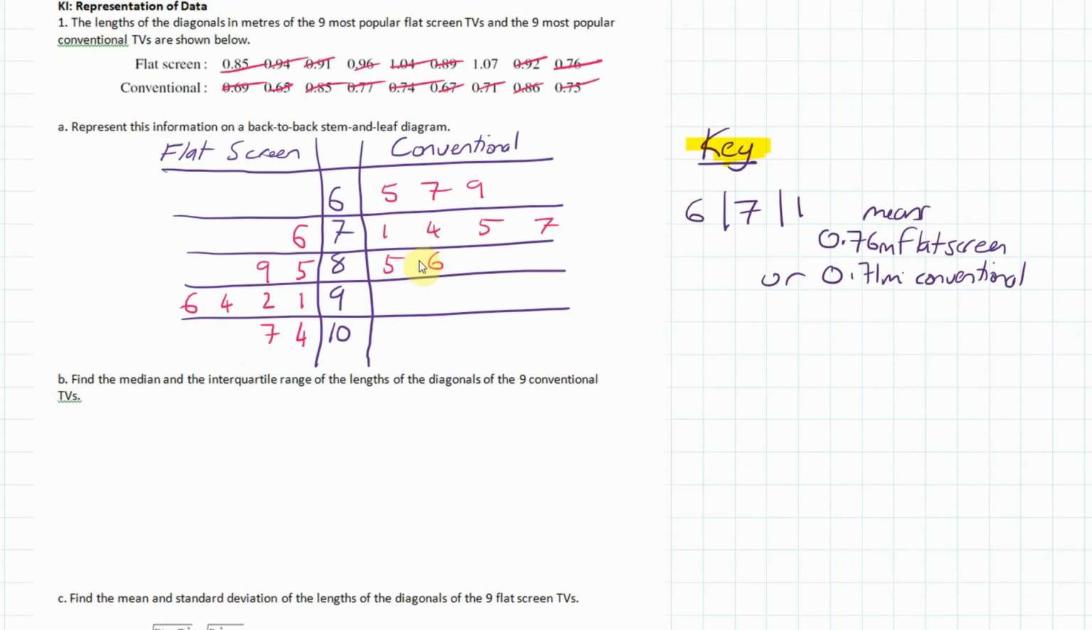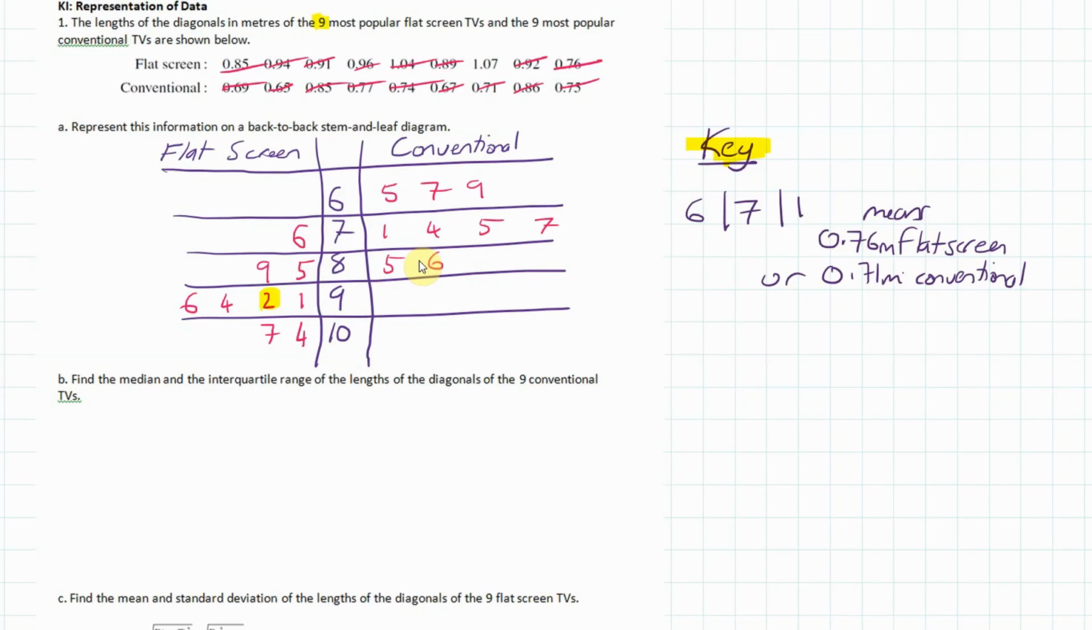This next one, we've got to find the median and the interquartile range. So key thing here is we've got 9. So the median will be the middle number, which is the 5th number. So we go up in order. On the left hand side, we've got 6, and then 5, then 9, then 1. So this one is our median.